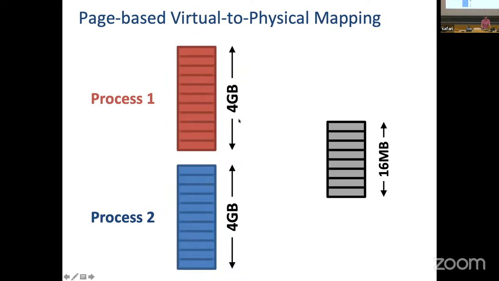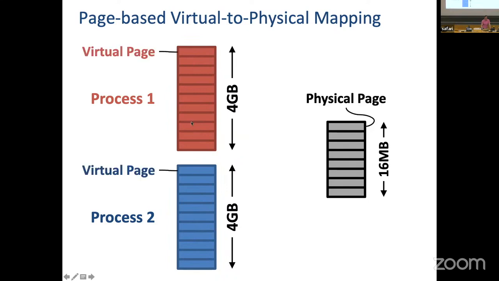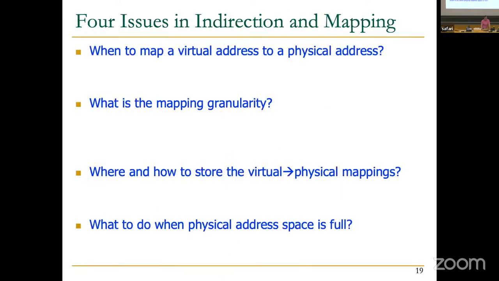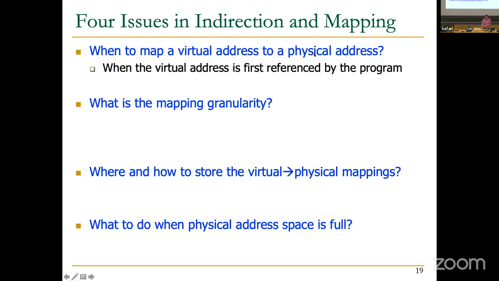Physical memory is small. We divide the virtual memory of each process to virtual pages and divide the physical memory into physical pages. I will also call them physical frames. You may actually see both, but we'll use physical page in general. And then there's a mapping of the virtual pages of process 1 to the physical pages in physical memory, and ditto for process 2. And that mapping is done through the page table. Clearly, there are many issues in this indirection and mapping, right? When to map a virtual address to a physical address. Let's answer that actually quickly.